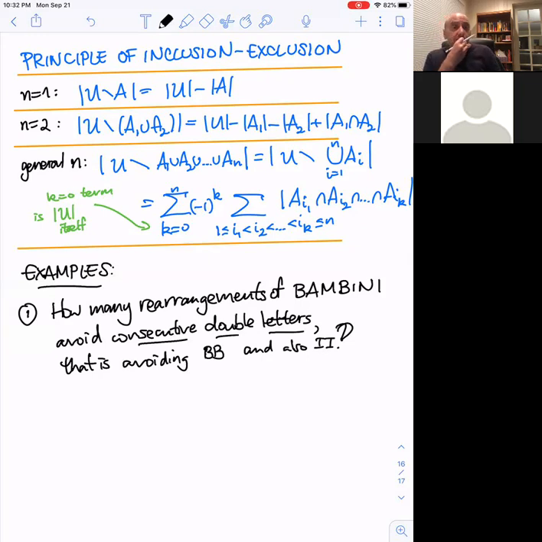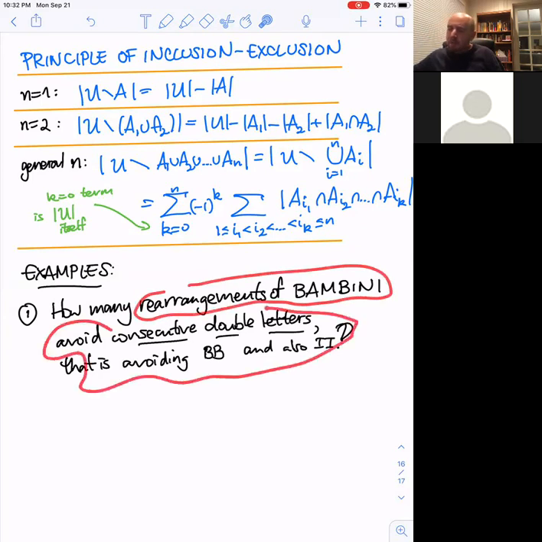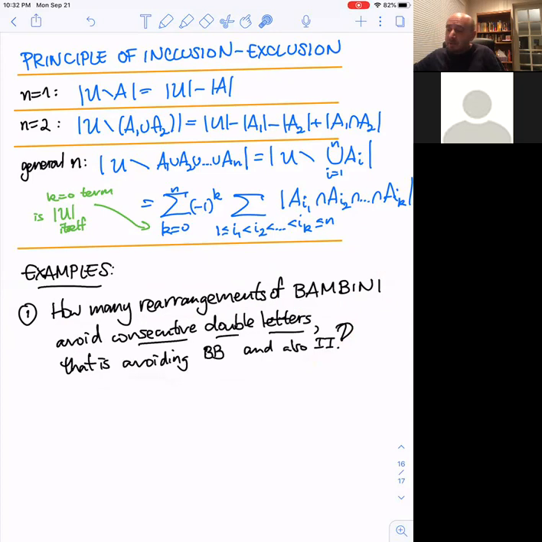Well, like I said, we do know the universe here, all rearrangements of bambini. If we didn't say that we had to avoid certain bad events, then we know how to count the total number of rearrangements. And in problems like this, when you start to think that there's some overlap that I have to take into account, the difficult part is often figuring out whether I can use inclusion-exclusion to say this is really the same as the elements in a certain universe that avoid being in a certain union of sets that have overlap. And here we can do that.